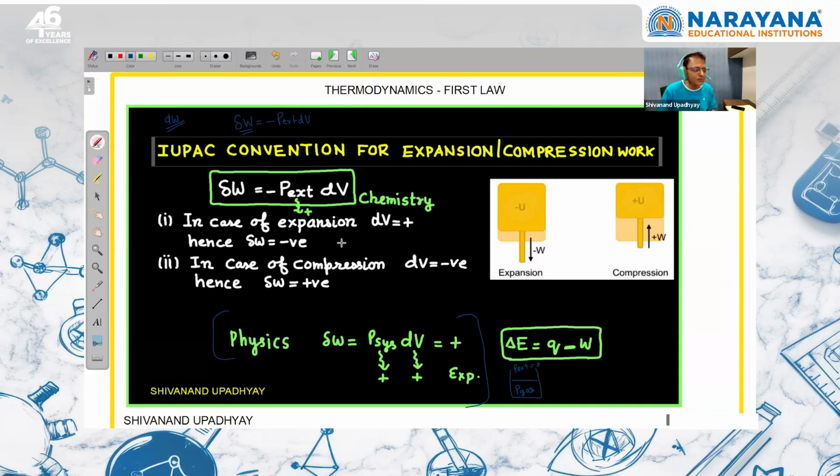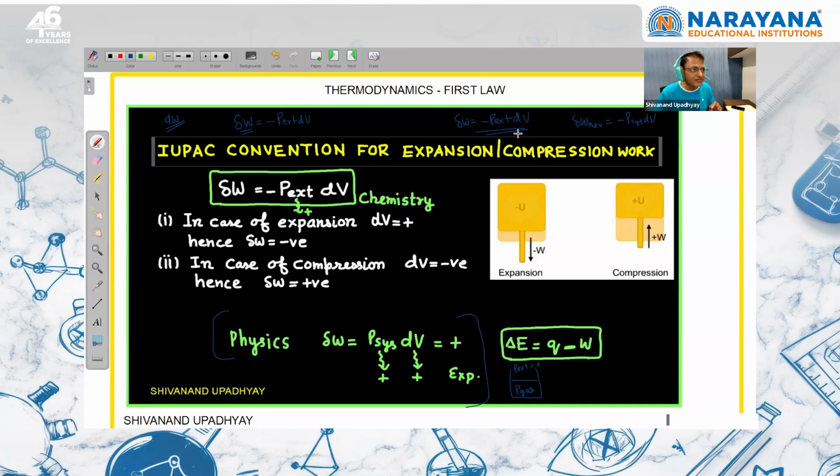But actually, if you see the IUPAC convention, this is more accurate, because if P external is 0, if there is vacuum and we are expanding, then there is no work done. So whenever we have to write work done, we should start with this: minus P external into dV. If the process is reversible, then P external is continuously changing and it is always almost equal to P system. So for a reversible process, we can write that work done will be minus P system into dV. We can write like that because there is always a very small difference between P external and P system.